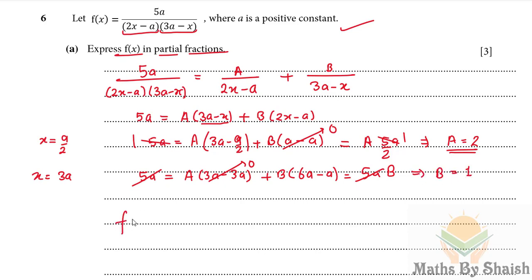And hence f(x) we can express as A was 2, so 2 over (2x minus a), plus B is 1, so 1 over (3a minus x). And that's the partial fractions.